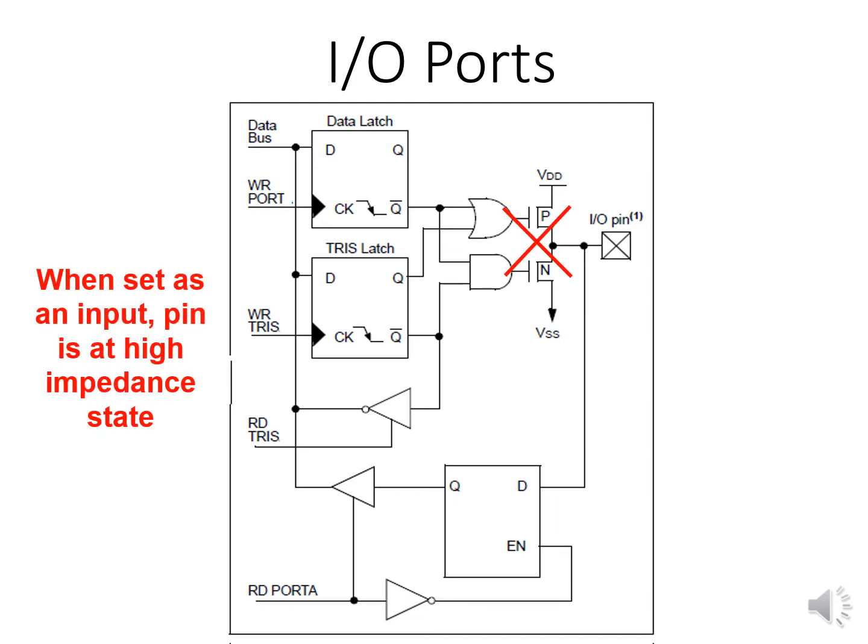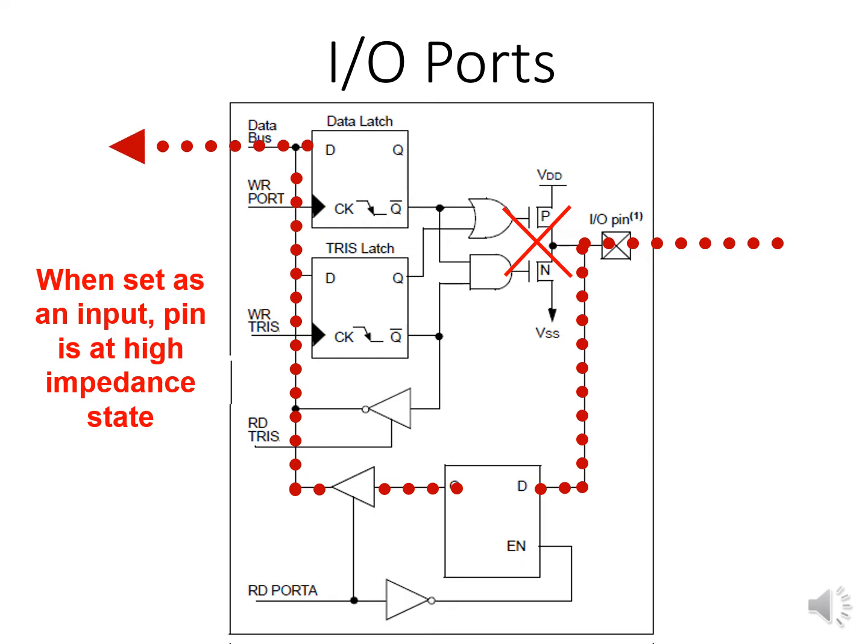When configured as an input pin, the pin is at a high impedance input state. This state allows input devices to be connected to the port pin. The connected device can then make the pin to be either at a high voltage level, that is logic 1, or a low voltage level, that is logic 0, depending on the voltage that it is supplying.